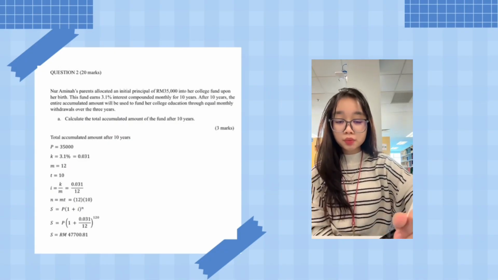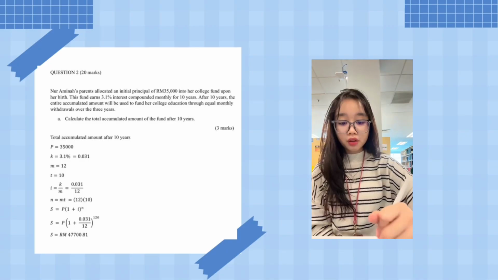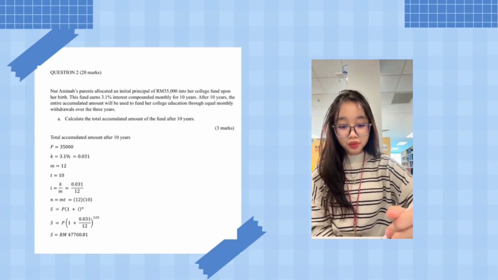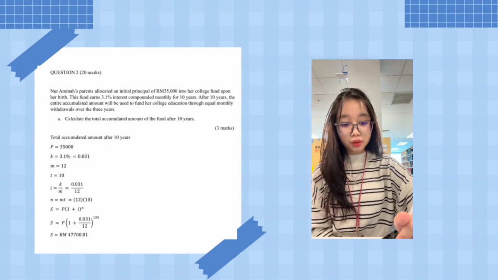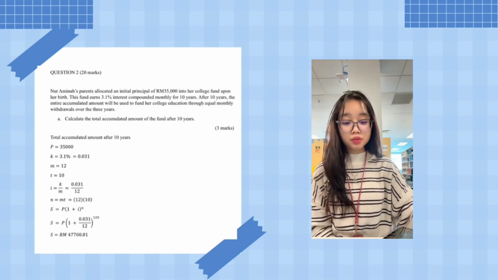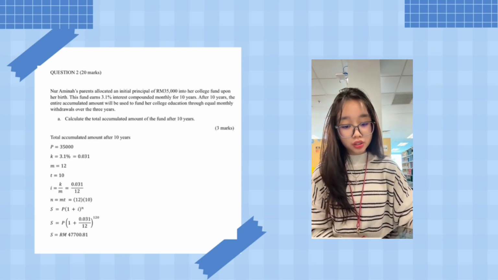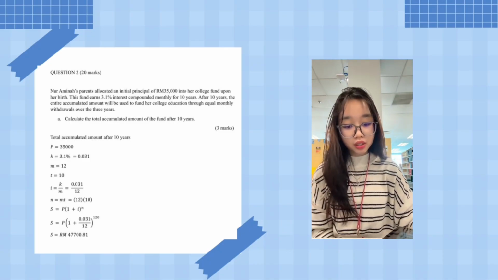This is a compound interest problem where an initial principal, P, grows over time. The formula for the future value is S. First, we list the given values. Principal is 25,000, interest is 3.1%, which we divide by 100 to get 0.031. The interest is compounded monthly, so M is 12, and time is 10 years.